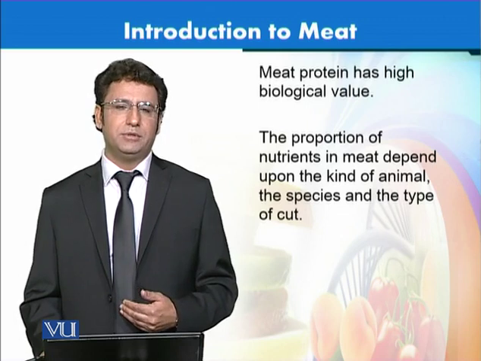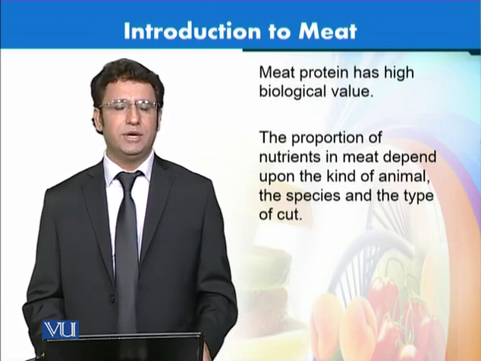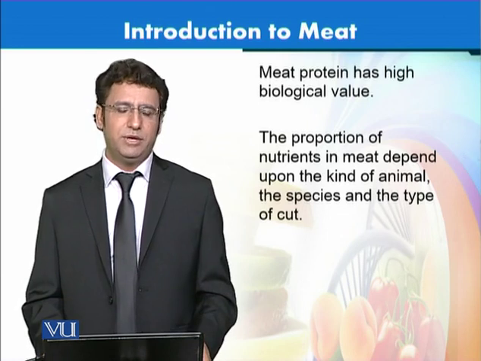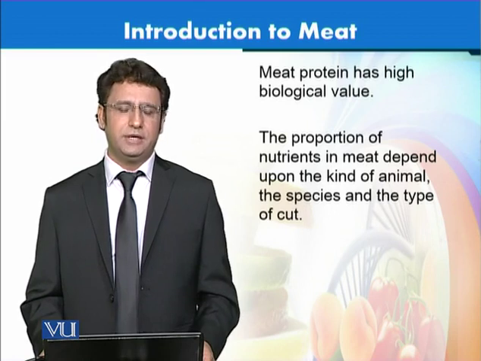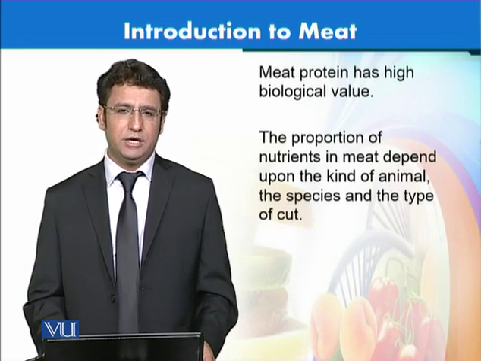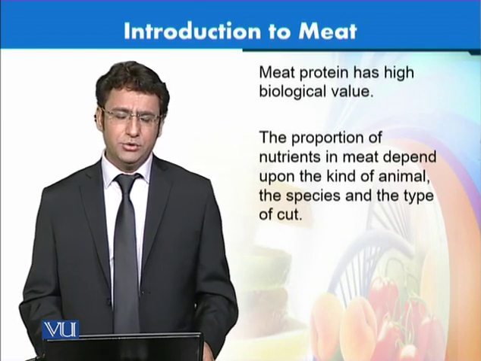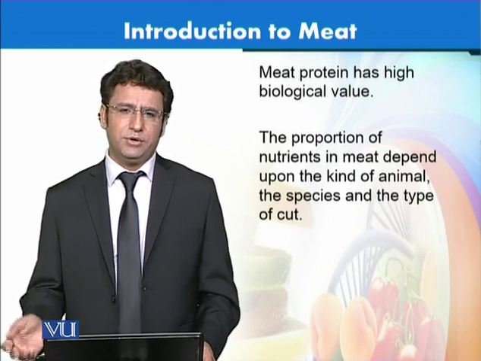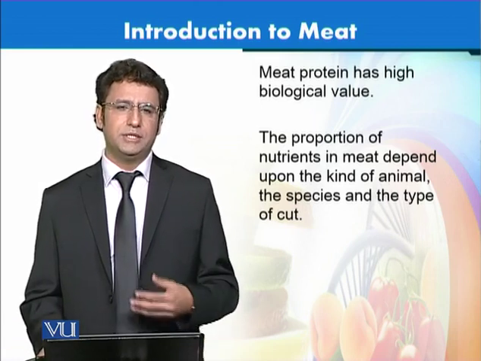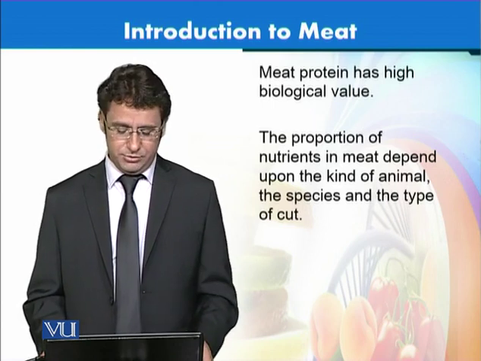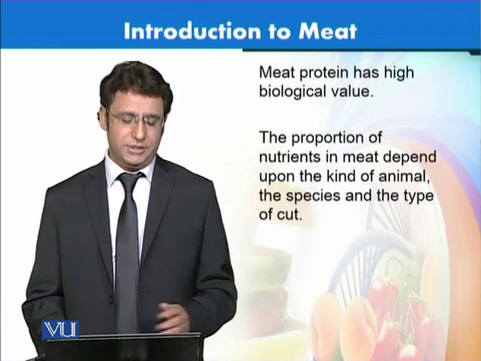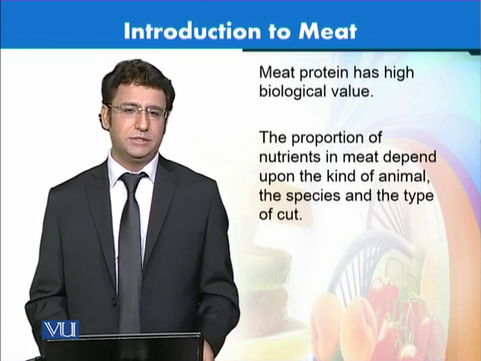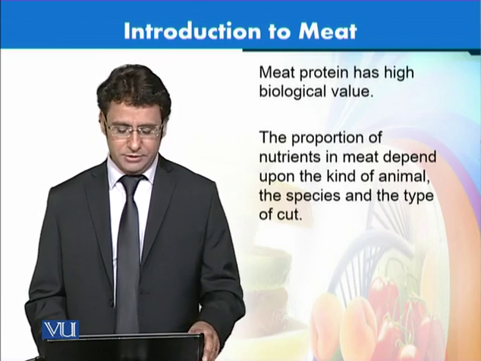Meat from animal sources does have high biological value as compared to the proteins from vegetable sources. It is more bioavailable. It has got an ideal composition as well when it comes to the provision of essential amino acids. And the nutrients present in the meat would depend upon the type of animal, the species of the animal, breed of the animal, and the cut or the source from where this meat is coming from. So these are all the variable factors that would determine the quality of meat.